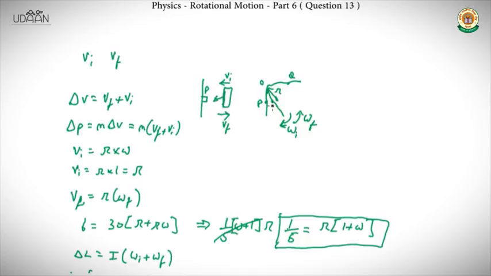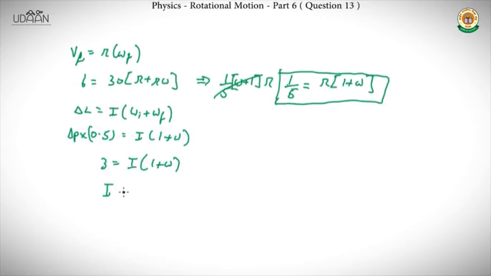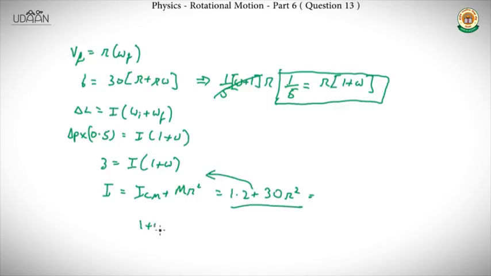Basically, the moment of inertia passing through the center of mass is given in the question, but we need the moment of inertia for an axis passing through point O. So we'll use the parallel axis theorem here. Simple. So I will be given by I center of mass plus m r square, which will be equal to 1 plus 2 plus 1.2 plus 30 into r square. This we'll put over here, and 1 plus omega we had found out is equal to 1 by 5 r in the equation over here, right?